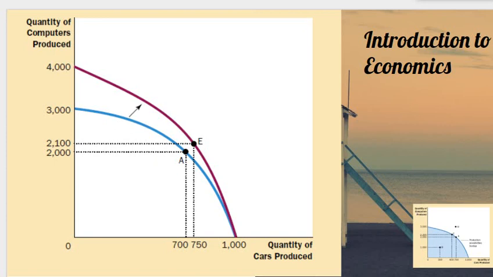Yeah, so that's the idea of limited or scarce factors of production and the production possibility frontier, production possibility curve.